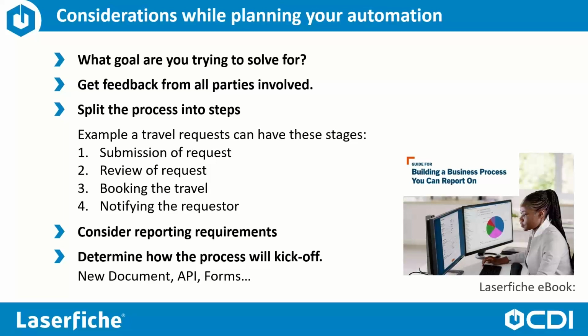Is this going to start off as a form submission where we're collecting information? Is it going to start off with somebody adding a new document into the repository? Is it going to start off with a metadata change? All of those things are items you need to consider when building out your automation. And then again, I would recommend checking out this building a business process you can report on. It talks about building out those stages and additional considerations for building out your process.